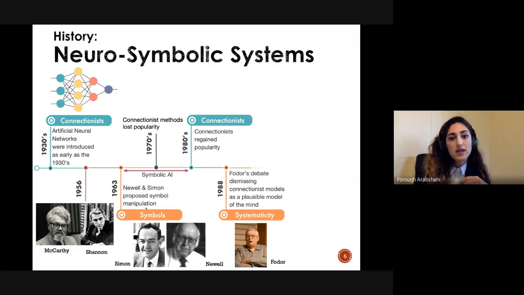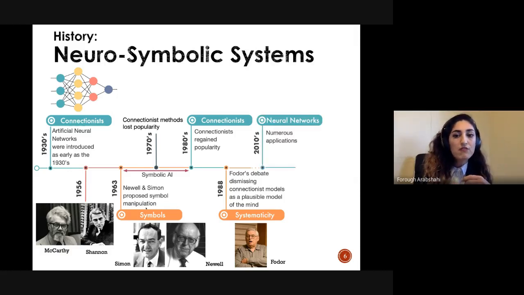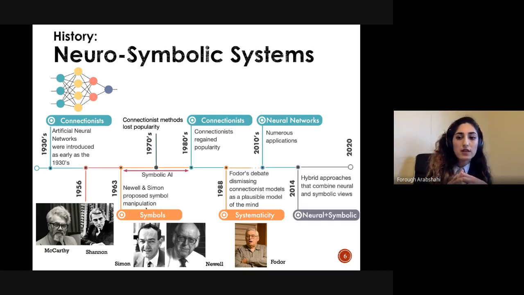And it was around the 1970s that the connectionist method lost popularity, mainly due to a negative result proved by Minsky. And it was around the 1980s that connectionist methods started regaining popularity. And as they were getting more and more popular, Fodor began a debate dismissing connectionist models as a plausible model of the mind, arguing that they lack systematic generalization abilities. And I'm going to tell you in a little bit what systematic generalization is about. Fast forward to today, in the 2010s, neural networks are being used to solve numerous problems, but still the systematicity challenge remains. And it was around 2014 that researchers started regaining attention to neuro-symbolic algorithms that combine these two major directions in AI research.